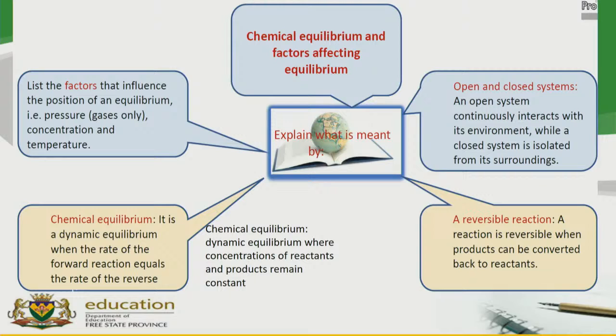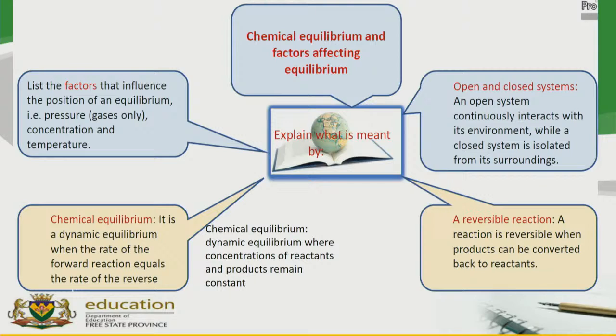And then you are expected to know how to define a reversible reaction, which is a reaction where products can be converted to reactants. Or just give us an indication that you know that you'll start with reactants and they react to form the products, but those products will again react to go back to the reactants. When you explain something like that, we would know that you are talking about a reversible reaction.